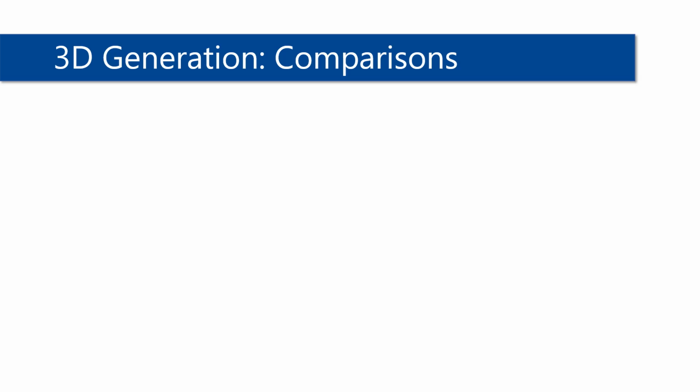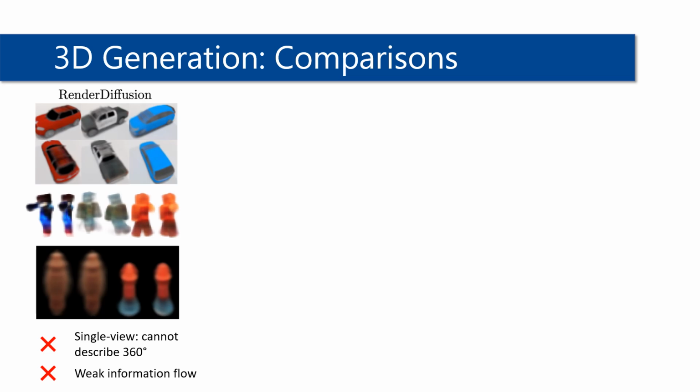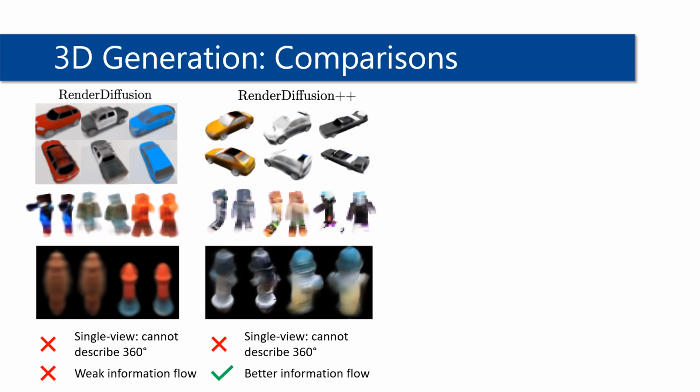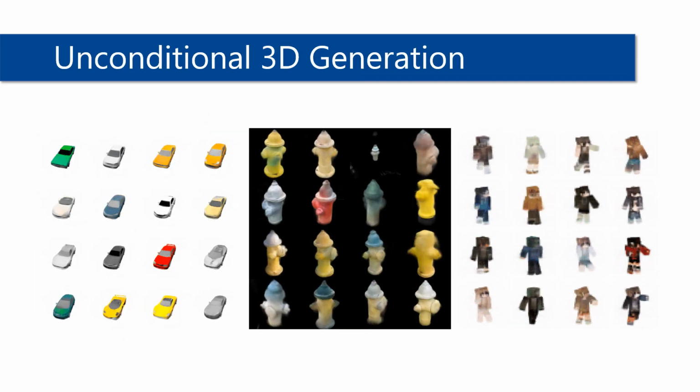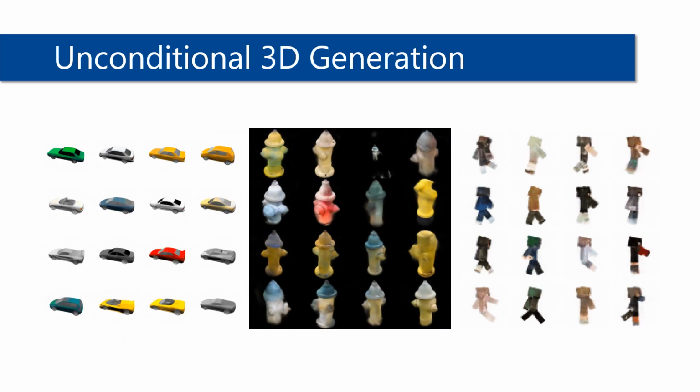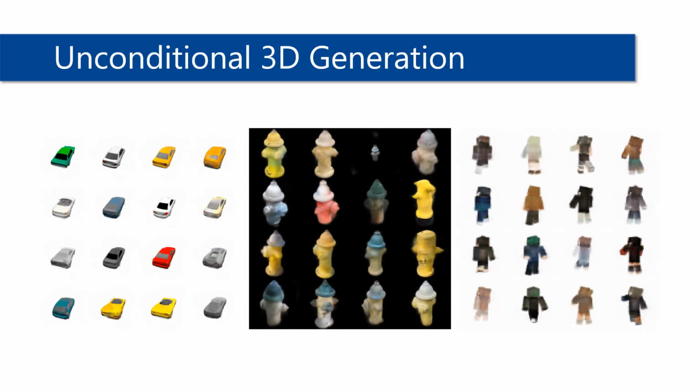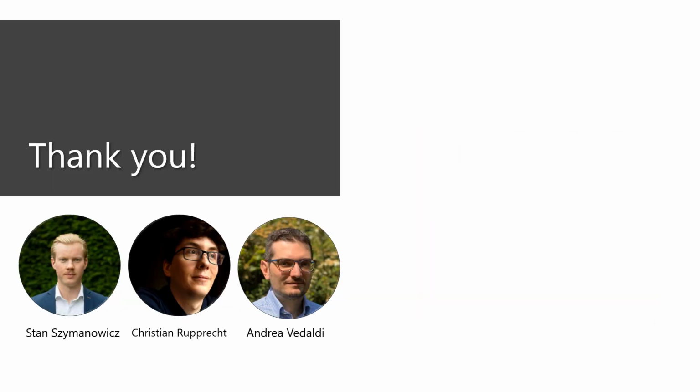We compare performance of Viewset diffusion to RenderDiffusion. RenderDiffusion performs 3D generation by progressively denoising and reconstructing 3D volumes from a single image. We improve on the generation performance by using the architecture from Viewset diffusion, but the best quality is achieved with Viewset diffusion, because a set of images can describe the full 360 degrees of an object. Viewset diffusion can unconditionally generate high-quality 3D object samples. Thank you for listening.